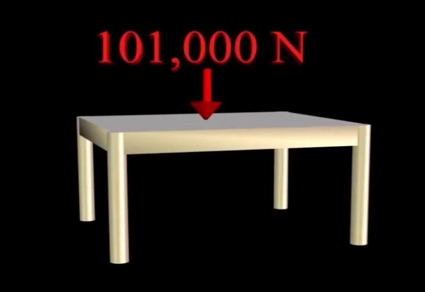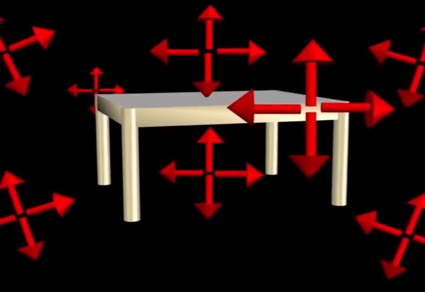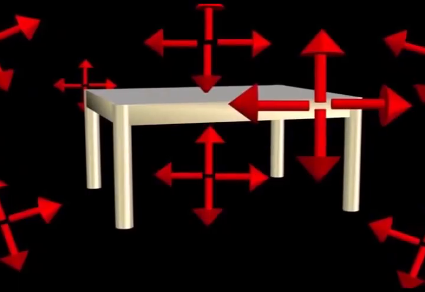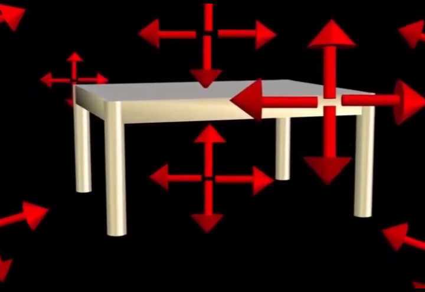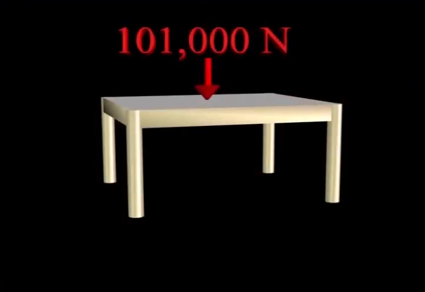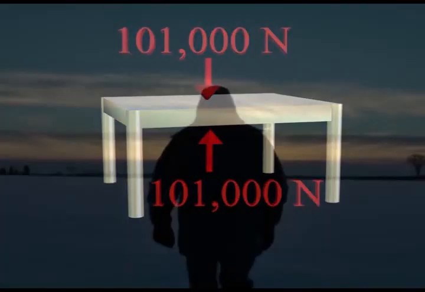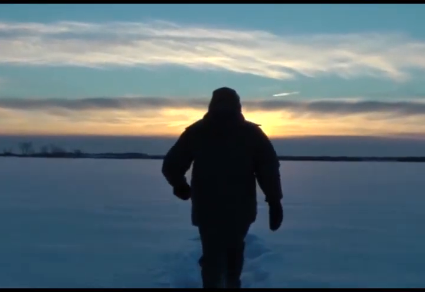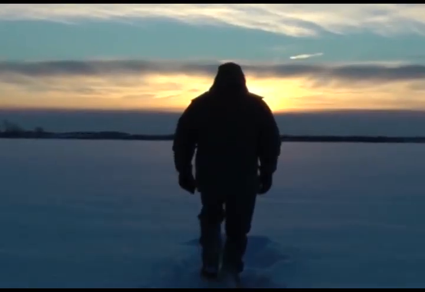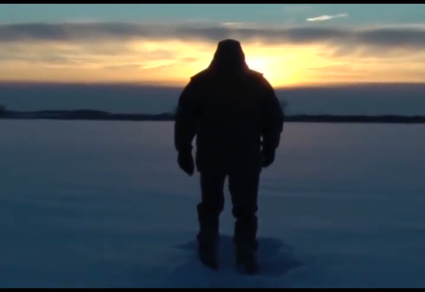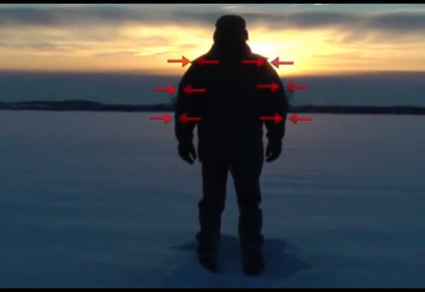Indeed, pressure in a fluid like air transmits in all directions, not just downwards. This means that the 101,000 newtons of force pushing down on the tabletop is balanced by an equivalent force pushing up. The forces balance. Equally, our bodies are not crushed because the fluids contained in our bodies exert a pressure that balances the atmospheric pressure.